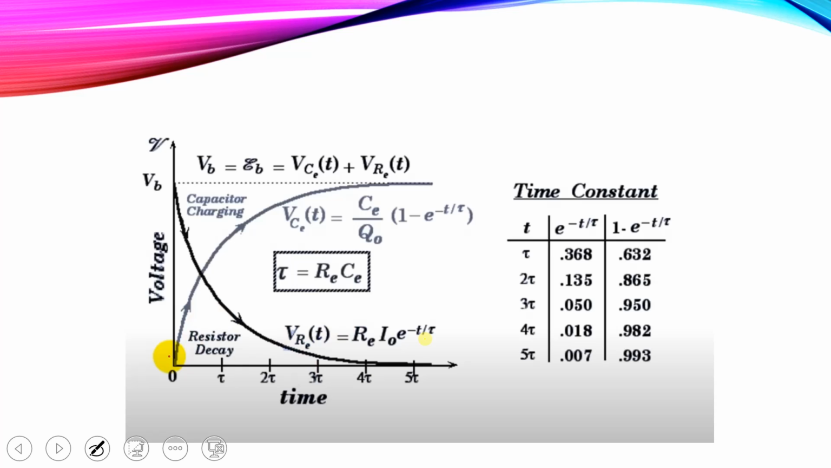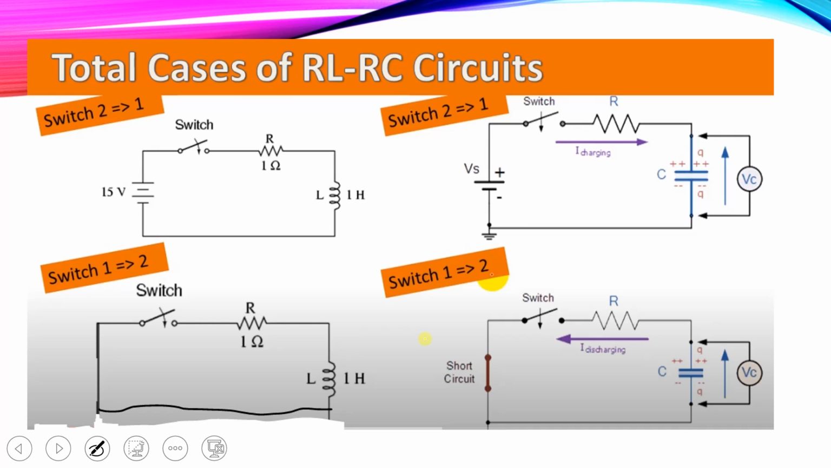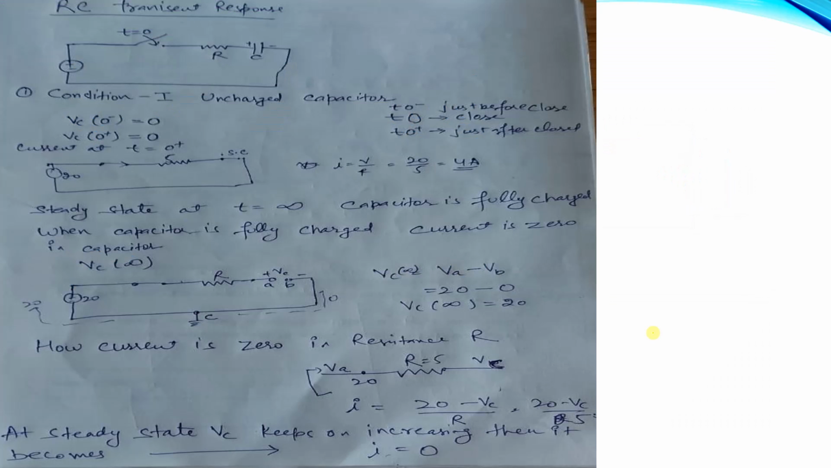Then this is the plot for the RC network. Here we compare the two cases. For the RC circuit, we have these two circuits. When the switch moves from 2 to 1, we have this circuit. When we connect the switch from 1 to 2, we have this circuit. In the first condition the capacitor gets charged, and in the second condition the capacitor gets discharged.